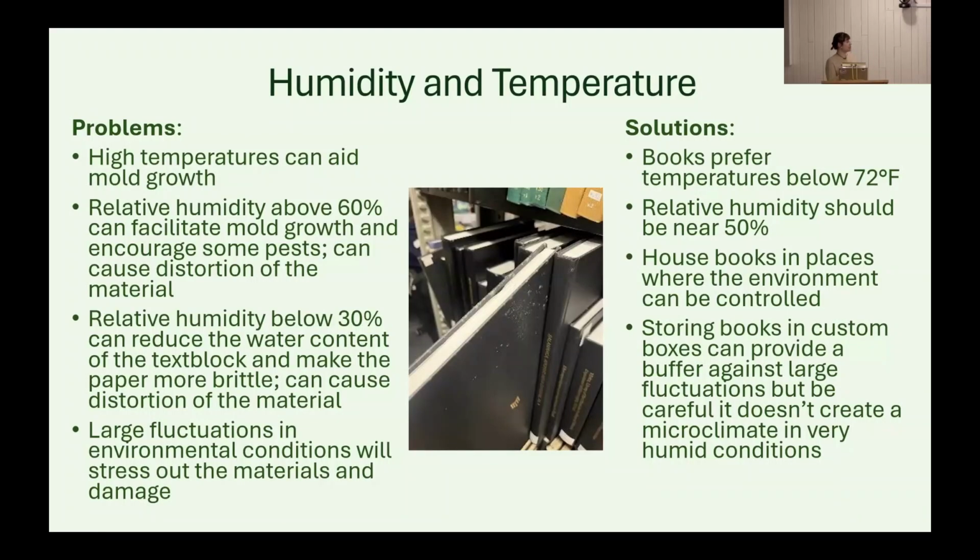Conversely, at below 30% relative humidity, the water content of the text block begins to be reduced, and it becomes more brittle. So it's more susceptible to rough handling. And again, it can distort in the opposite direction and shrink. So knowing that, any environment with large fluctuations should be avoided. You're trying to keep books below about 70 degrees Fahrenheit and near about 50% relative humidity.